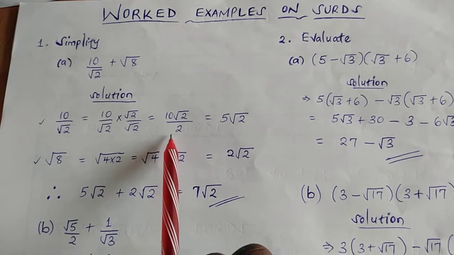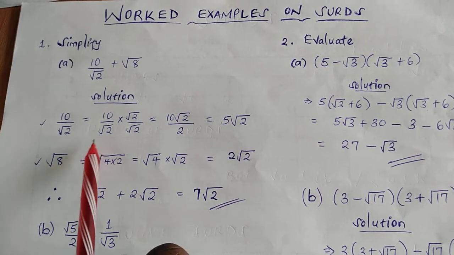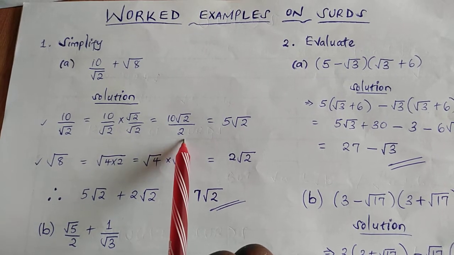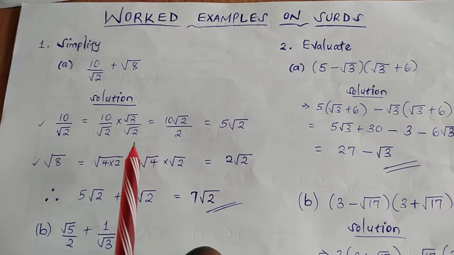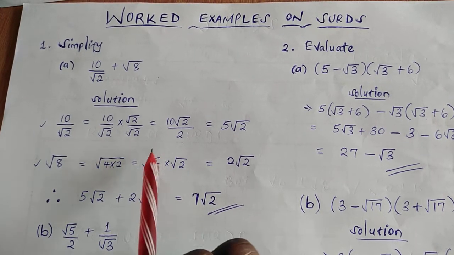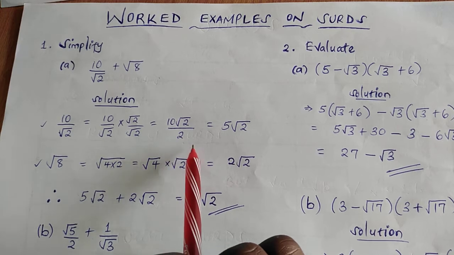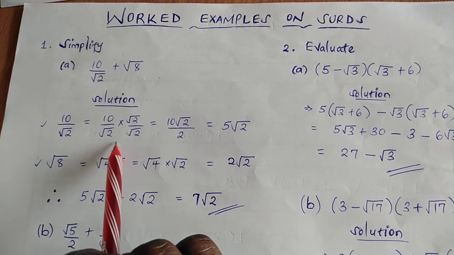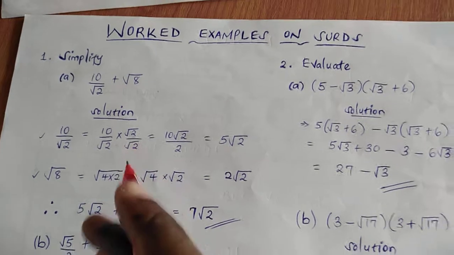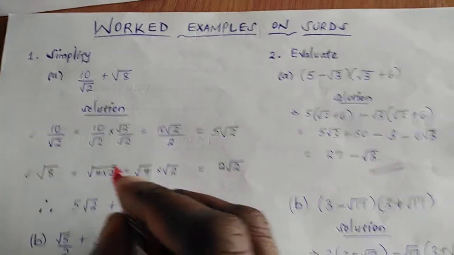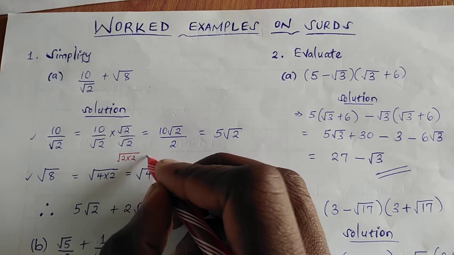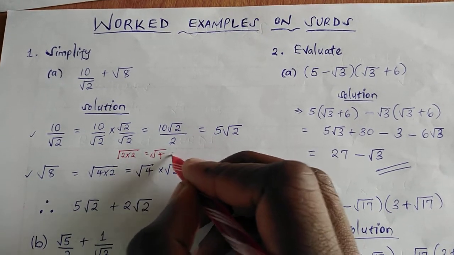Going on, what we get here is that root 2 multiplied by root 2 gives us 2. Remember, in the definition, root a multiplied by root b is equivalent to the root of a multiplied by b. Here that means root 2 multiplied by root 2 is equivalent to the root of 2 multiplied by 2, which is the root of 4, which is 2.